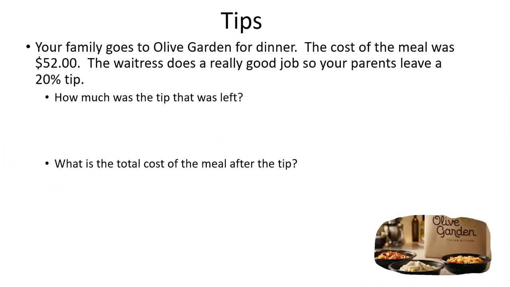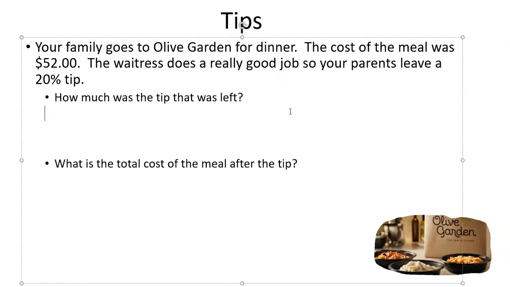Okay, tips, the exact same thing. Your family goes to Olive Garden for dinner. The cost of the meal was $52. The waitress does a really good job, so your parents leave a 20% tip. How much was the tip? You take the tip percent, 20%, times $52. 0.20 times $52 gives me $10.40. What is the total cost of the meal after the tip? $52 plus $10.40 is $62.40.